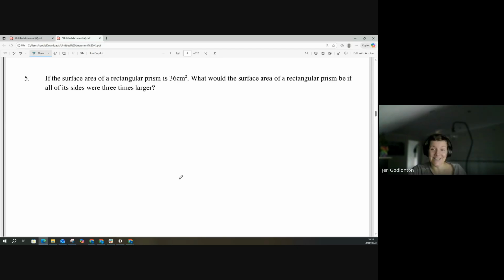All right, in this question, if the surface area of a rectangular prism is 36 centimeters squared, what would the surface area of a rectangular prism be if all of its sides were 3 times larger?